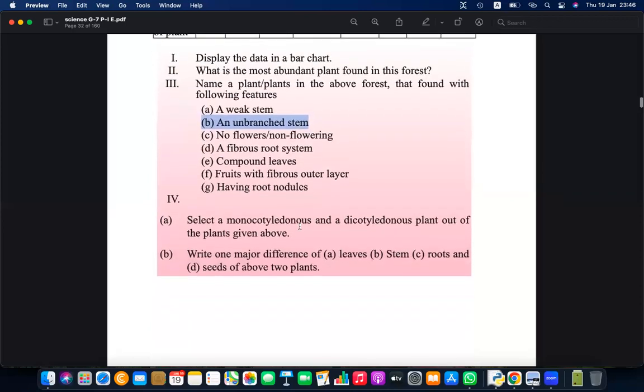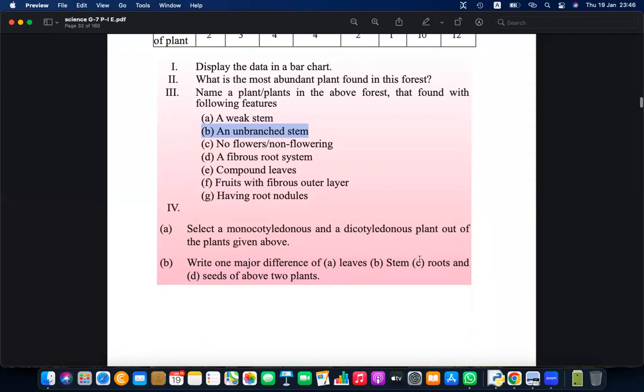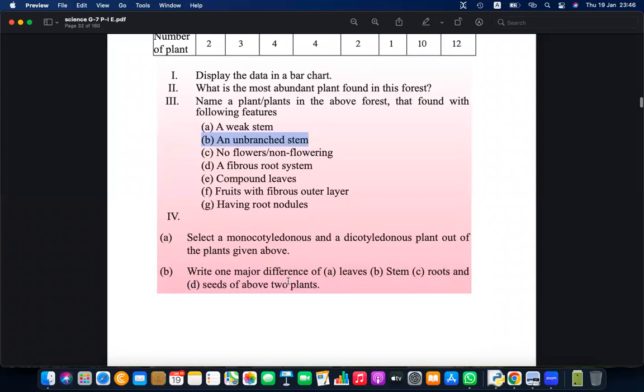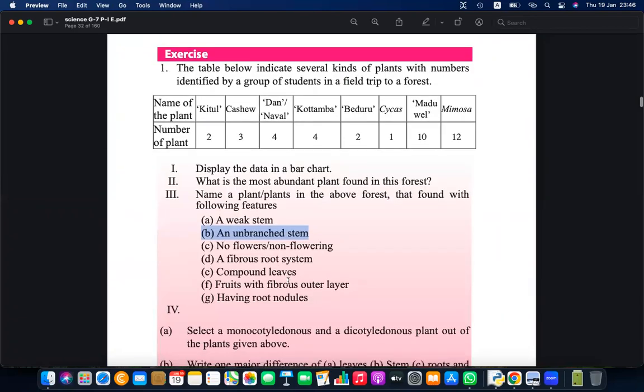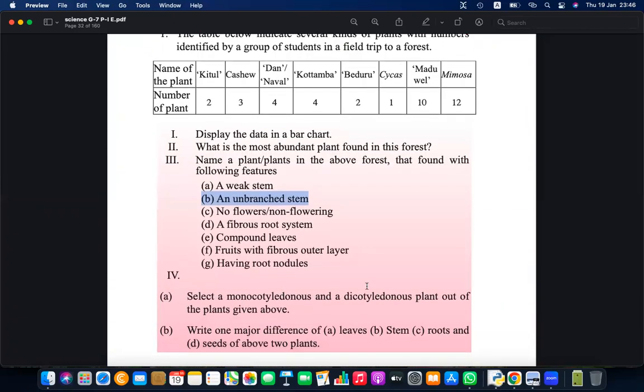Okay. Select a monocotyledonous and a dicotyledonous plant out of the plants given above. So you have to divide them into two groups. Can you send the answers now? Write the major difference of the leaves, stems, and the root seeds of the above two plants. We have recently discussed that. Can you divide them into monocotyledonous and dicotyledonous plants quickly and send me in two groups, please? It's very easy.